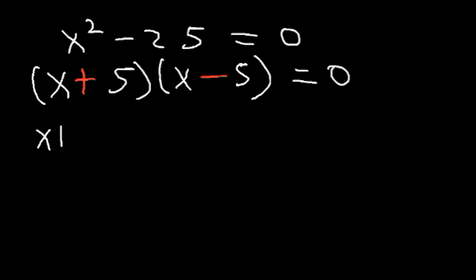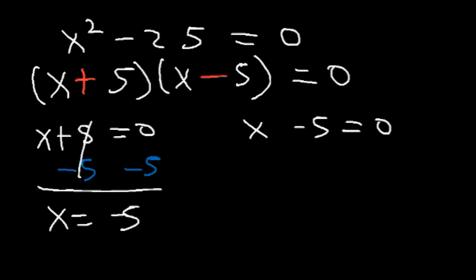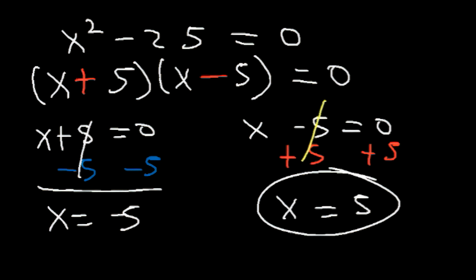Now you need to set each factor equal to 0. So for the first one, if you subtract 5 from both sides, you'll see that x is equal to negative 5. And for the second expression, if you add 5 to both sides, you'll see that x can also be equal to positive 5.